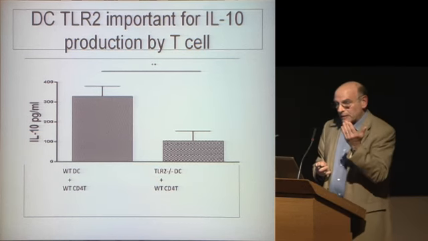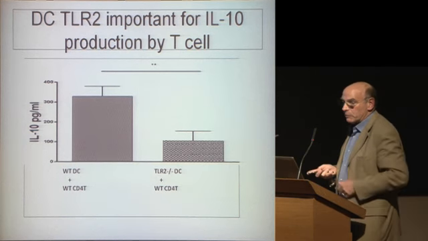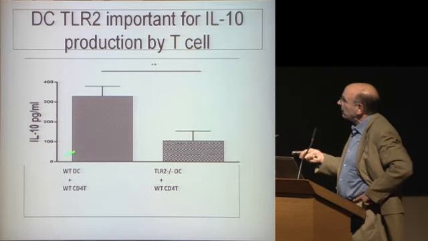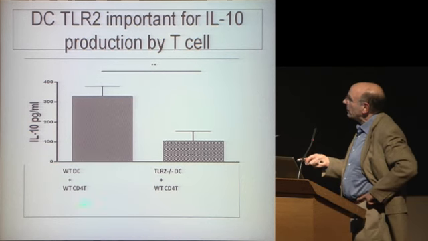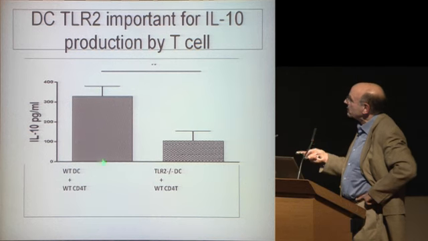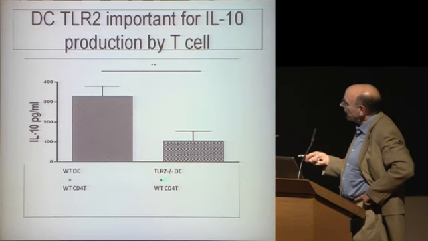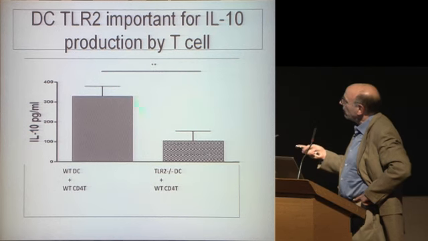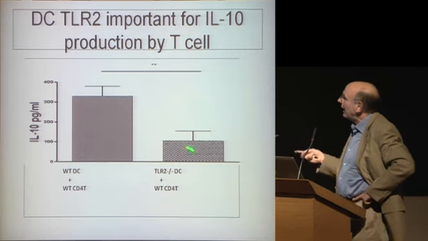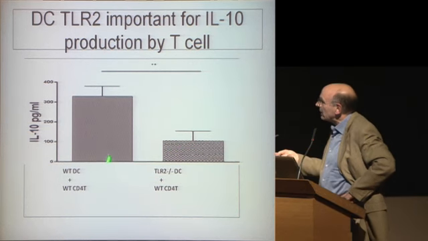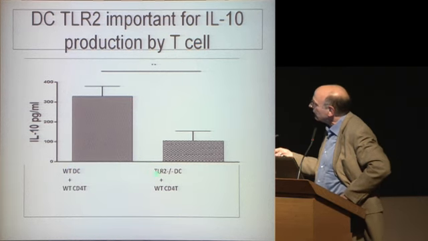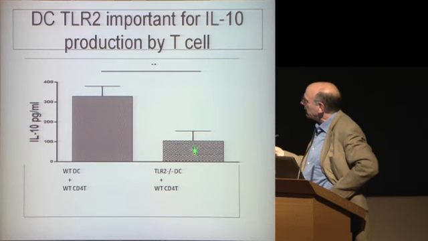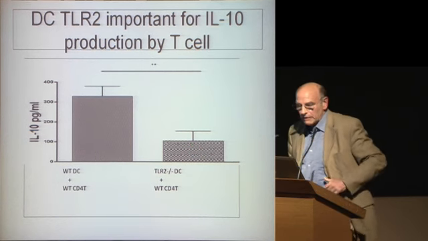And it turns out that the TLR2 in the dendritic cell is important for IL-10 production by the T cell. So again, I'm looking at IL-10 in a co-culture, wild-type dendritic cells and wild-type CD4 cells, lots of IL-10 being produced. If you use a TLR2 deficient dendritic cell with a wild-type T cell, about a third as much IL-10 is being produced as with the wild-type cells. So TLR2 is quite important in IL-10 production, although there is some induction of IL-10 beyond that.